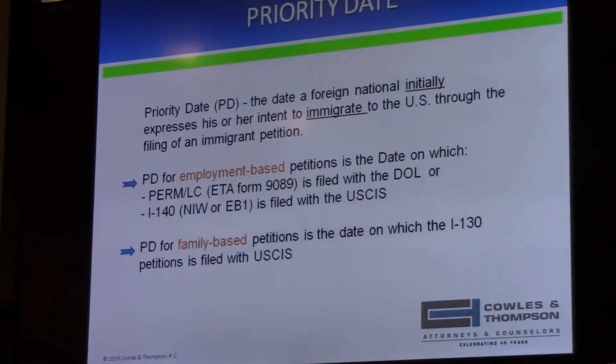The key here is priority date. What is a priority date? It is your key to proceed. So the priority date is going to be the date that you initially express your intent to immigrate to the United States. For employment-based petitions, we discussed labor certification. It's going to be the date you file with the DOL. If you went with the I-140, NIW, or the EB-1, it's going to be the date that you filed that petition. The date on your receipt notice is going to establish your priority date. And again, if for some reason you were able to cross over to a family-based petition, it's going to be the date that the I-130 was filed.